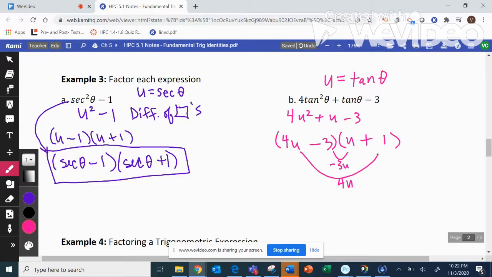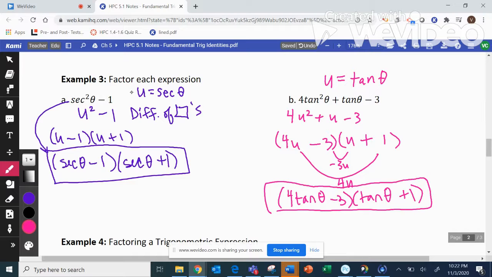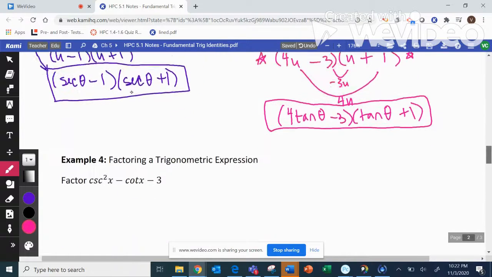So now if I put my tangent back in, this would be the same thing as 4 tangent theta minus 3 times tangent theta plus 1. Again, you do not have to do this step with the u. You can go straight to the factoring with the tangent in it. It's totally up to you.